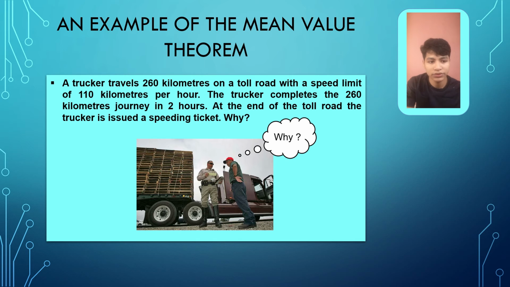A trucker travels 260 kilometers on a toll road with a speed limit of 110 kilometers per hour. The trucker completes the 260 kilometer journey in 2 hours. At the end of the toll road, the trucker is issued a speeding ticket.